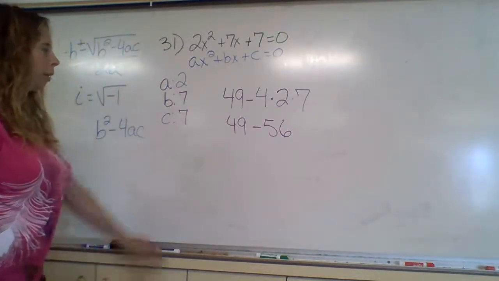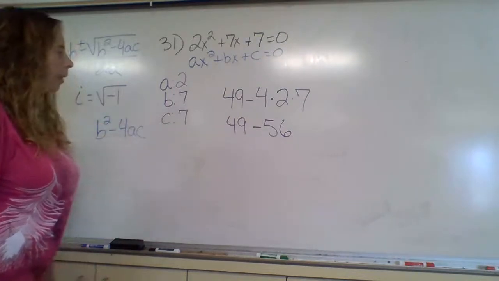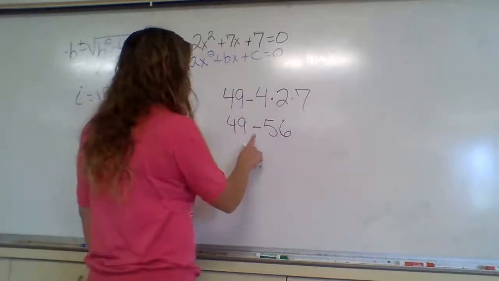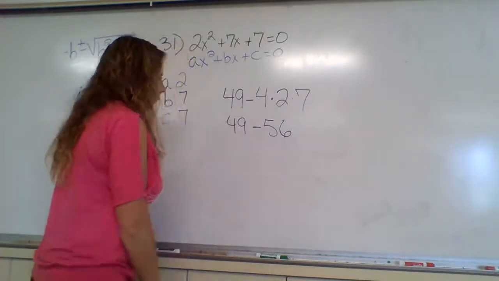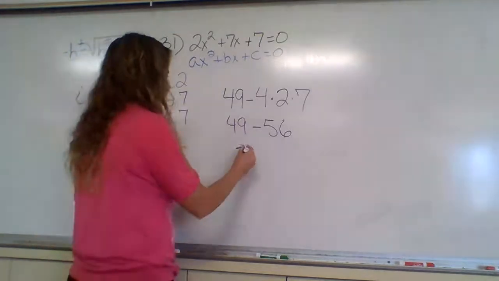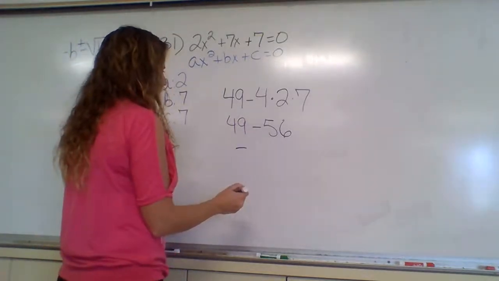So technically already you could stop, because you know it's going to be a negative number, but we'll finish just because it's one more step. So 49 minus 56. Negative... oh my gosh, I can't think, 17.